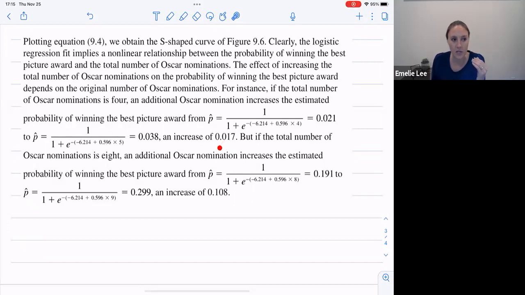Whereas if we started with 8 nominations, the probability of winning is 0.191. That's pretty good. So if we go from 8 nominations to 9 nominations, our probability jumps to 0.299, which is an increase of 0.108 or 10.8%. So it depends on where we started, because we have this S curve. And so if we start at a higher number, then the benefit increases.